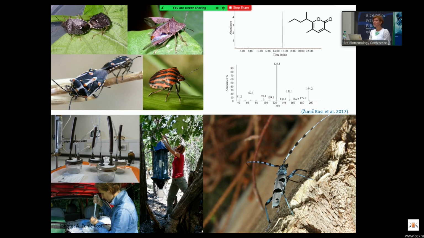Nevertheless, I'm still fascinated by vibrations, and thus I decided to combine my interests and look for interactions between vibrations and other signaling modalities in insects. So I will now briefly present only a few examples of some interesting interactions between vibrations and other signaling modalities, and maybe the ones that were a little bit less discussed already.